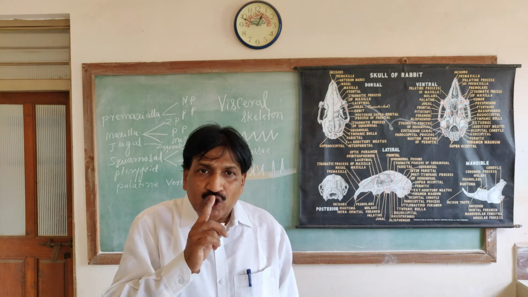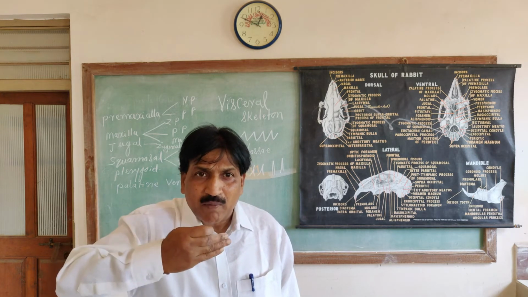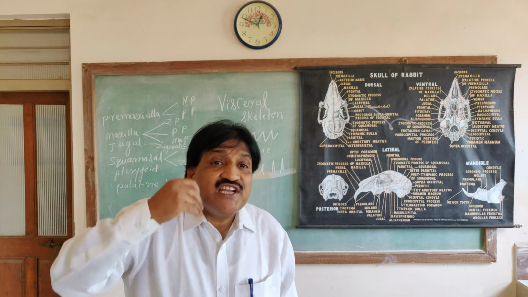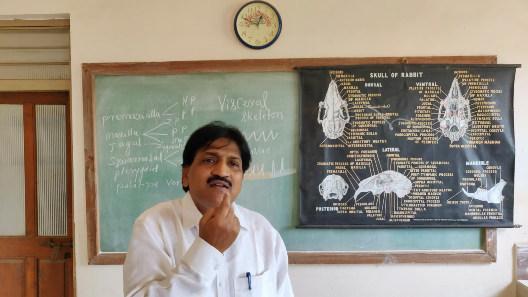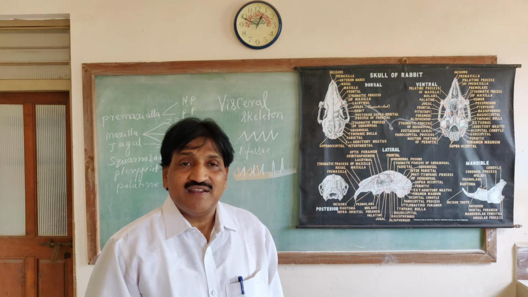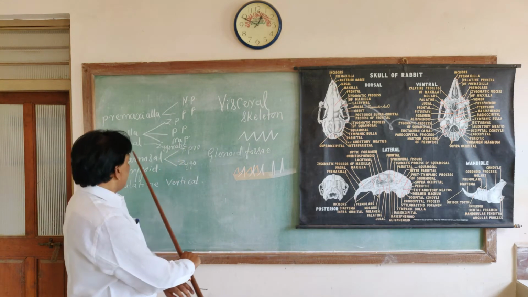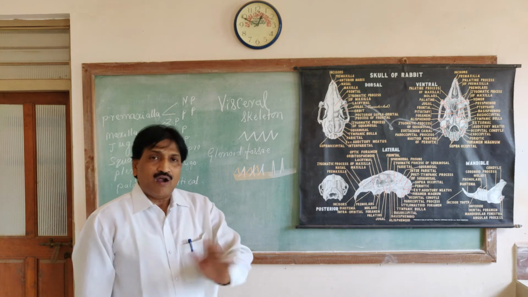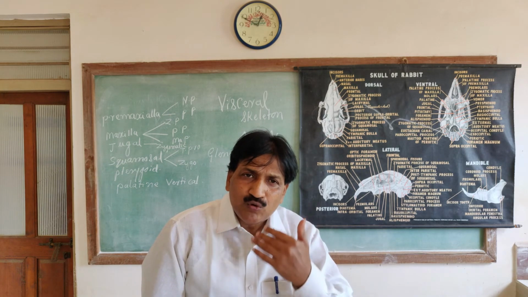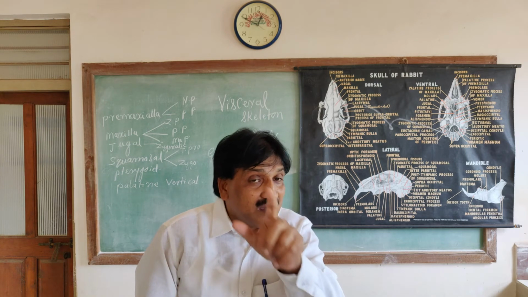The roof of the buccal cavity has two parts. One is the hard palate. The posterior side of the roof of the buccal cavity is called the soft palate. The bony process mainly contributes to the formation of the hard palate, so on the posterior side of the roof of the buccal cavity there is no bony process.